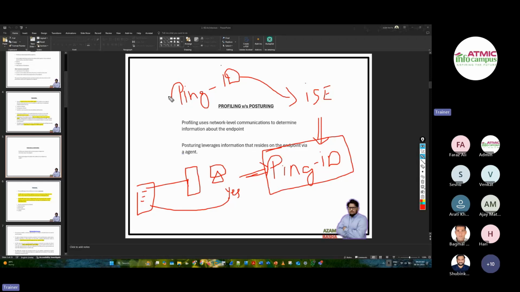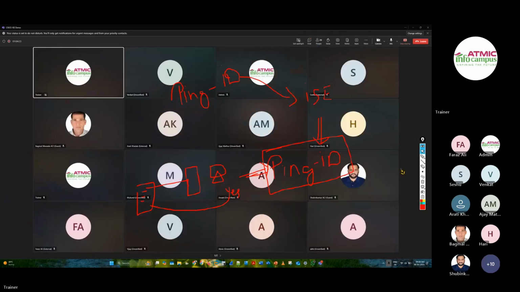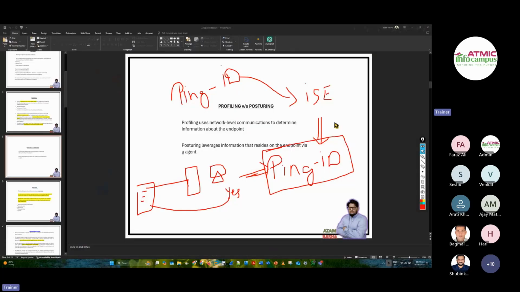So most of the times, how many of you folks use ping ID? I'm using. Okay, one. Apart from that, who is using that? Shubin. Hey, Shubin, I know Shubin from the previous discussion. We are good friends. So, Shubin, have you observed that most of the times, one or two times, actually ping ID fails? Yeah, it fails, right? Yes.